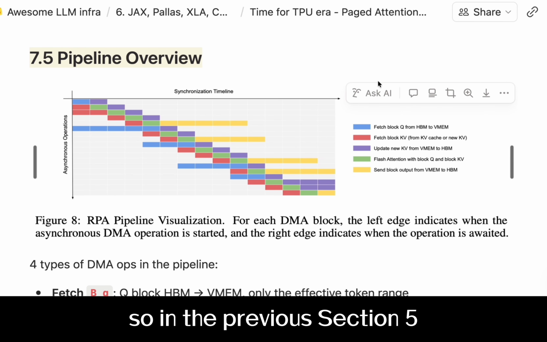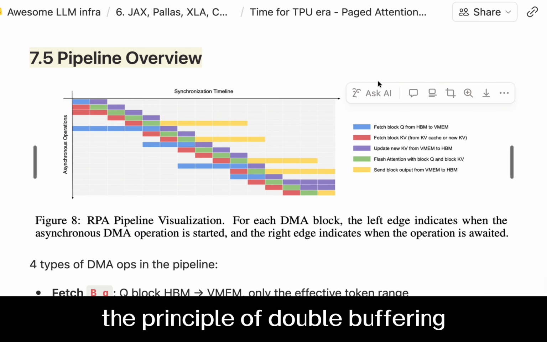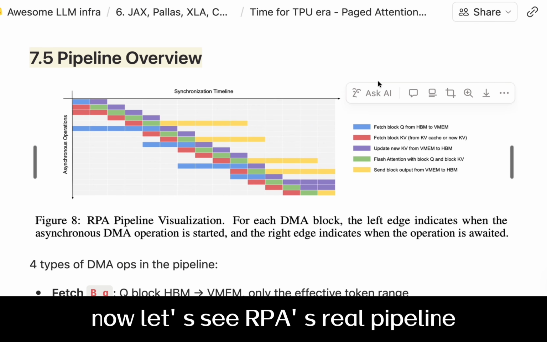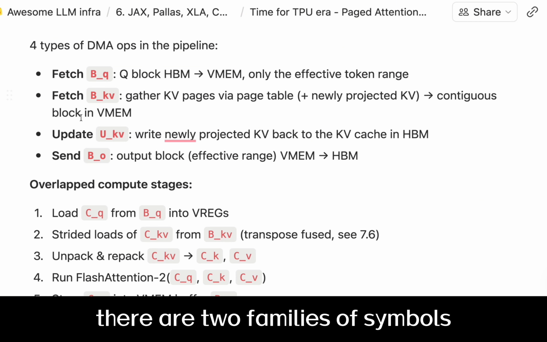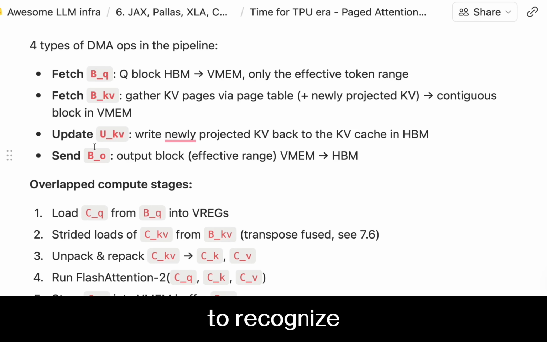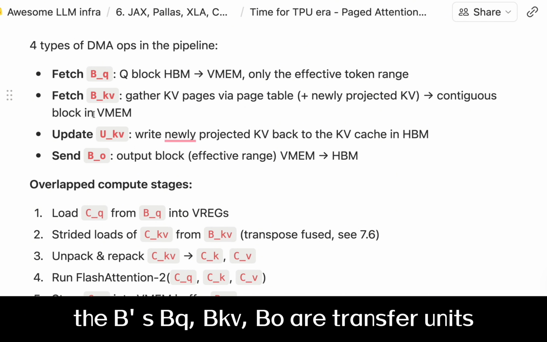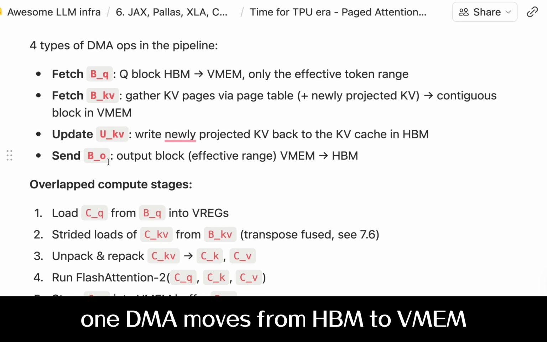So in the previous section 5, we covered the principle of double buffering. Now let's see RPA's real pipeline. There are two families of symbols to recognize. The B's, BQ, BKV, BO, are transfer units. They are the big chunks one DMA moves from HBM to VMEM.